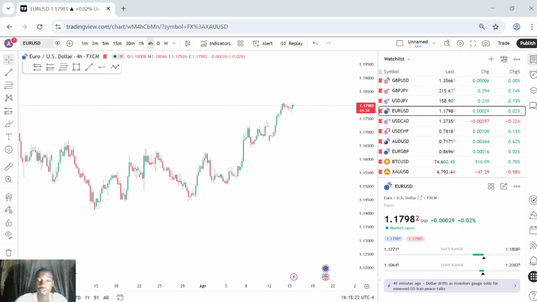Today I'll be doing analysis of EUR/USD, as you can see there. So let's just go to the chart, straight to the point.